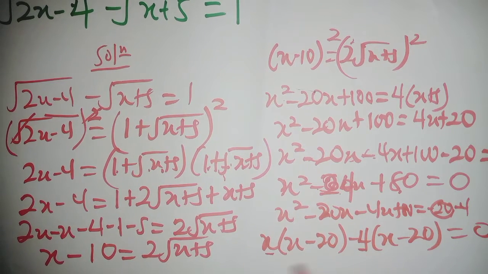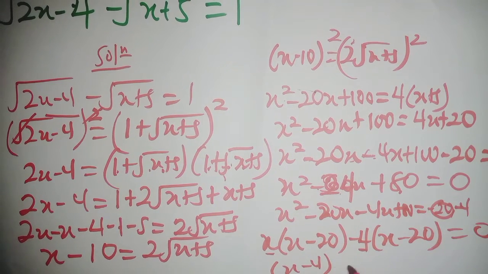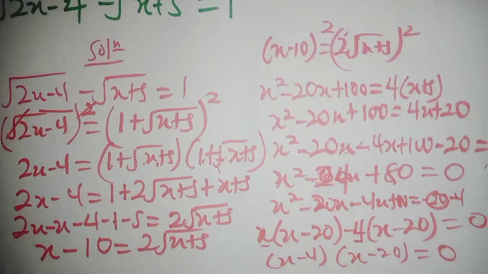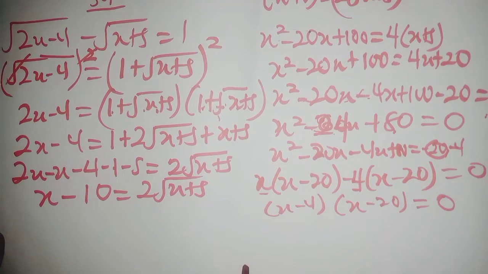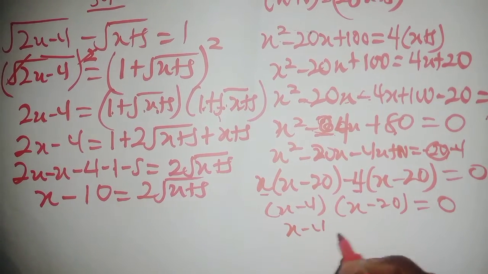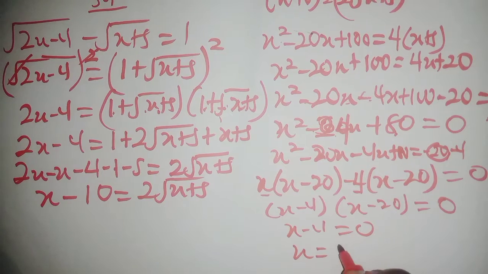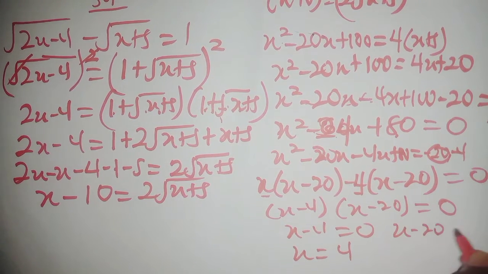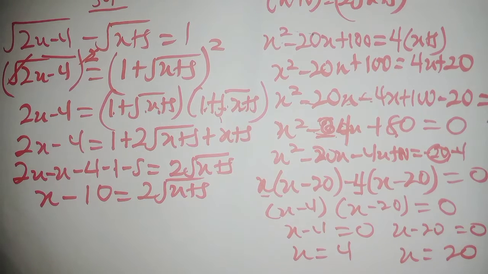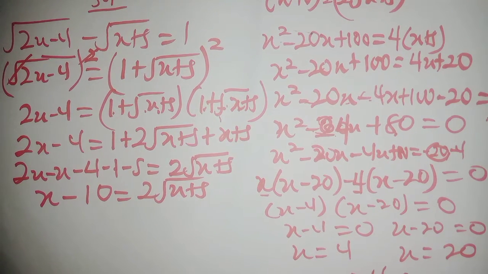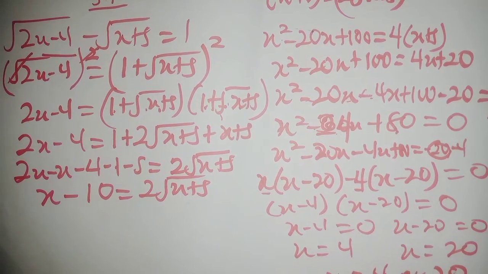So what is outside here is x minus 4, and then what is inside there is x minus 20 being equal to 0, right? So in this case, what I do next is that I have x minus 4 equal to 0, x will be equal to 4, x minus 20 being equal to 0, x here is equal to 20, so therefore I have x equal to 4 or 20. But then I have to know which values of x will actually be equal to 1.